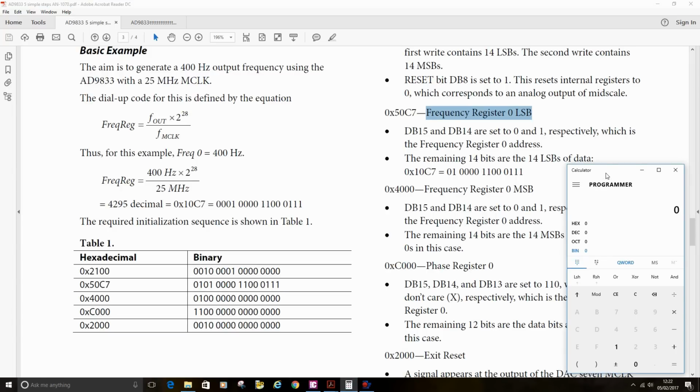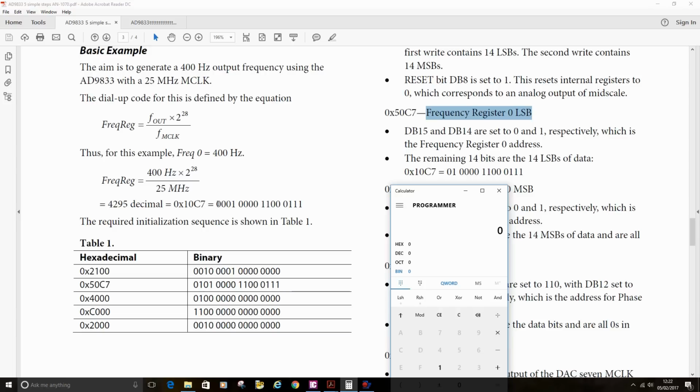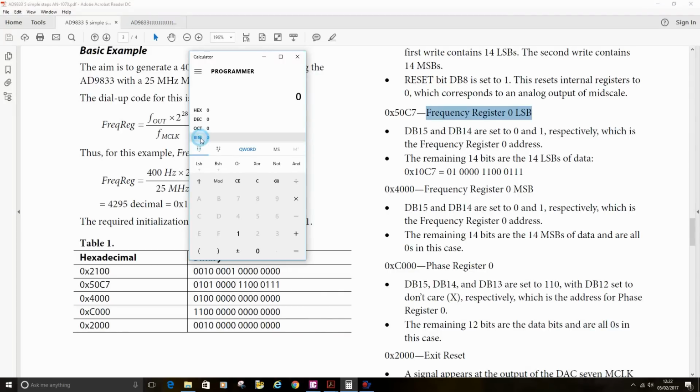So pull up the calculator. We've got our frequency there, but that's 16 bits long, so we need to cut off 2 zeros. But make sure you're on binary here. DB15 and 14 are set to 0 and 1 respectively, so 0 doesn't do anything. Put a 1 there for bit 14. Then we've got 13, 12, 11, 10, 9, 8, 7, 6, 5, 4, 3, 2, 1, 0. So this frequency register 0 has got to start with a 1 there, followed by our frequency.